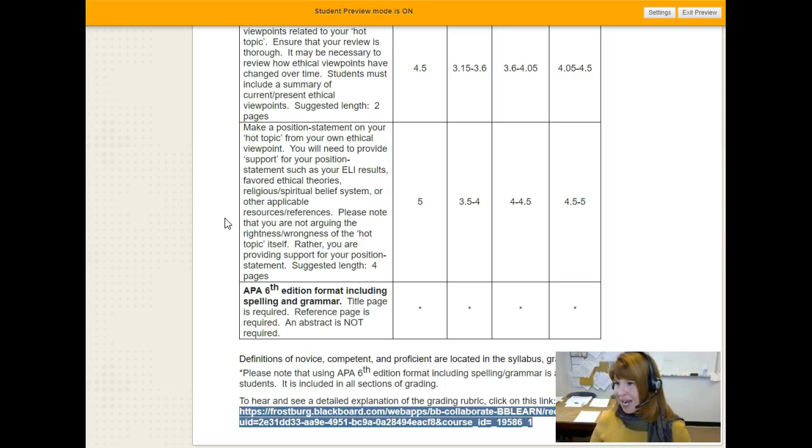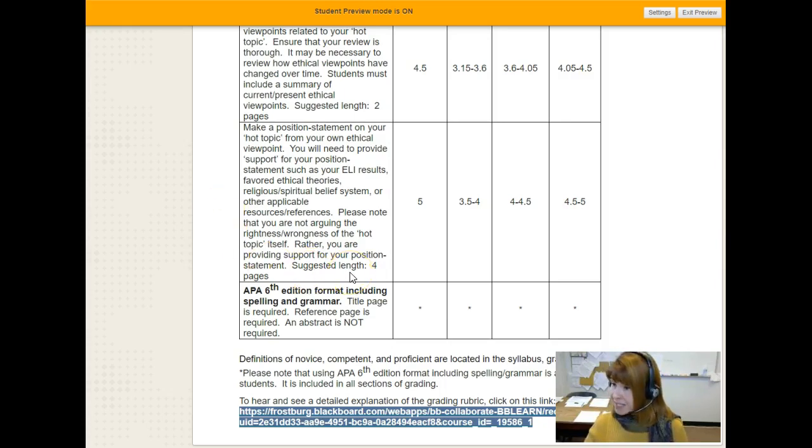So use the ANA Code of Ethics. Talk about principles or those ethical pillars that speak into your life. Talk about favored ethical theories. Talk about your ELI results, about your own religious and spiritual beliefs, and maybe your worldview. Include all of that in this section. The more support you have here, the better.